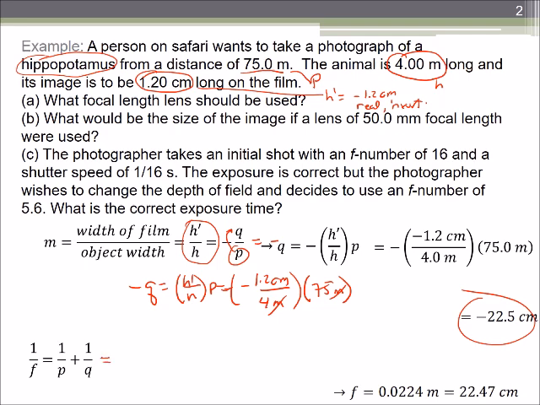Now I can use my lens equation to figure out what the focal length is. We already figured out that P was 75 meters, plus 1 over Q, which is negative 0.225 meters. Notice that I'm using meters for both of these, and that gives me a focal length of 22.47 centimeters.